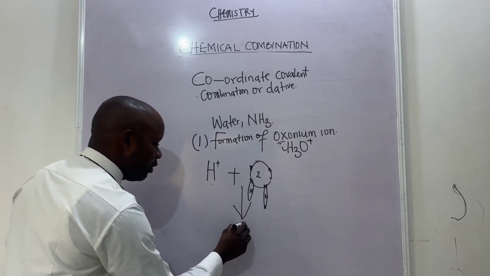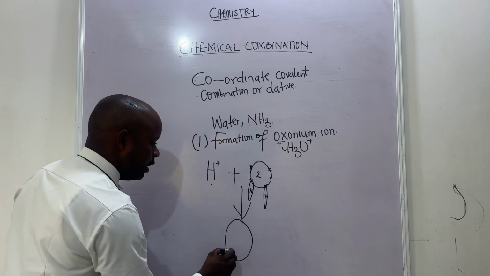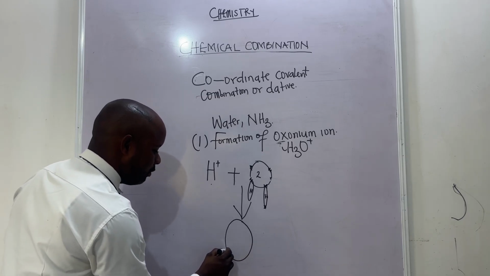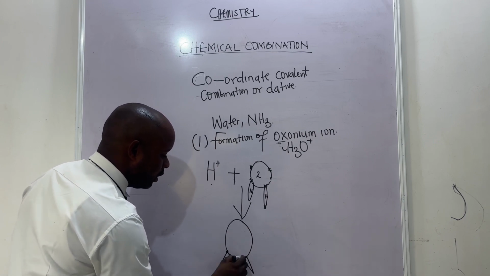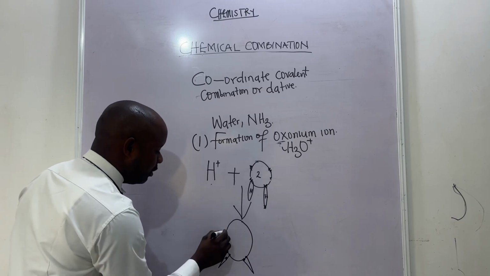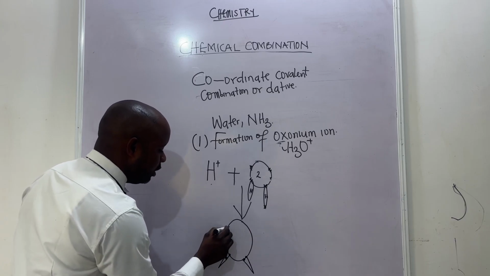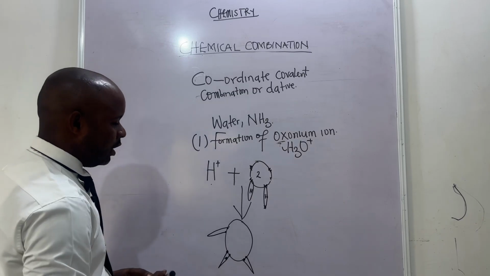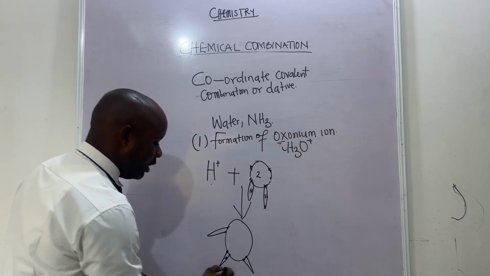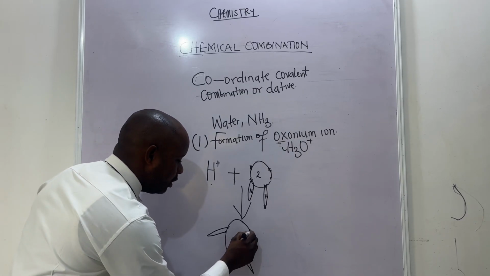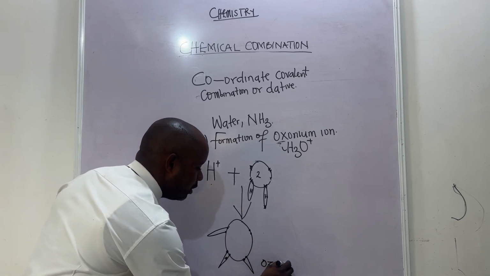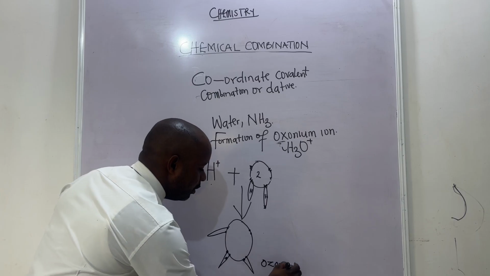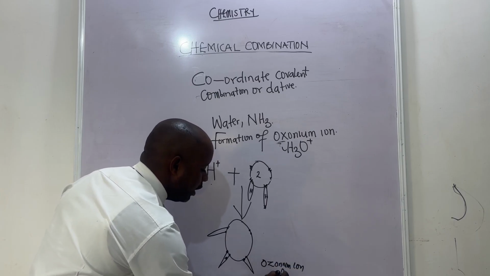That is to say, one of the hydrogen ions becomes attached to this lone pair. So in this aspect, the hydronium ion is formed at the end.